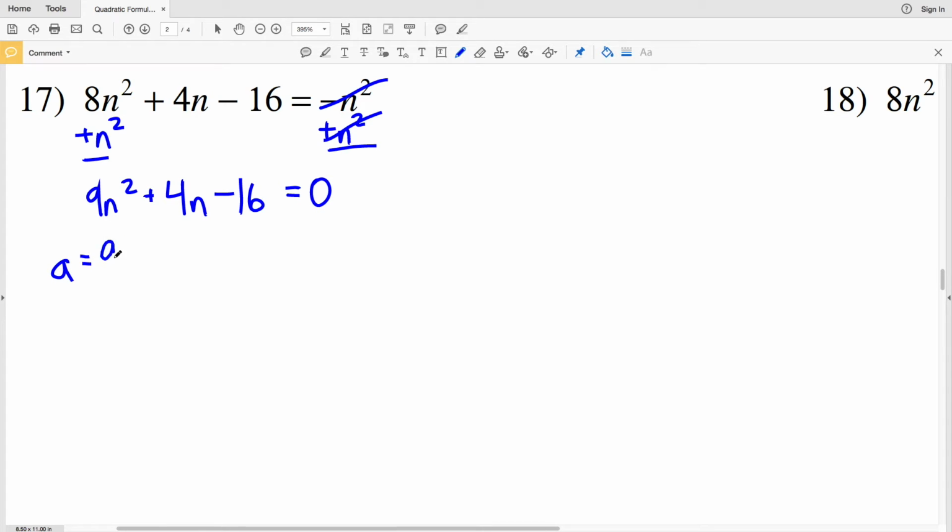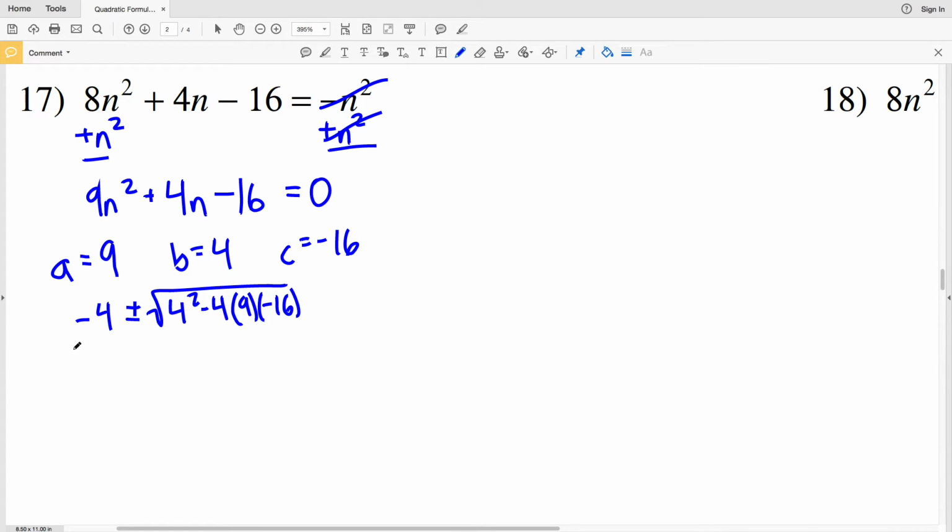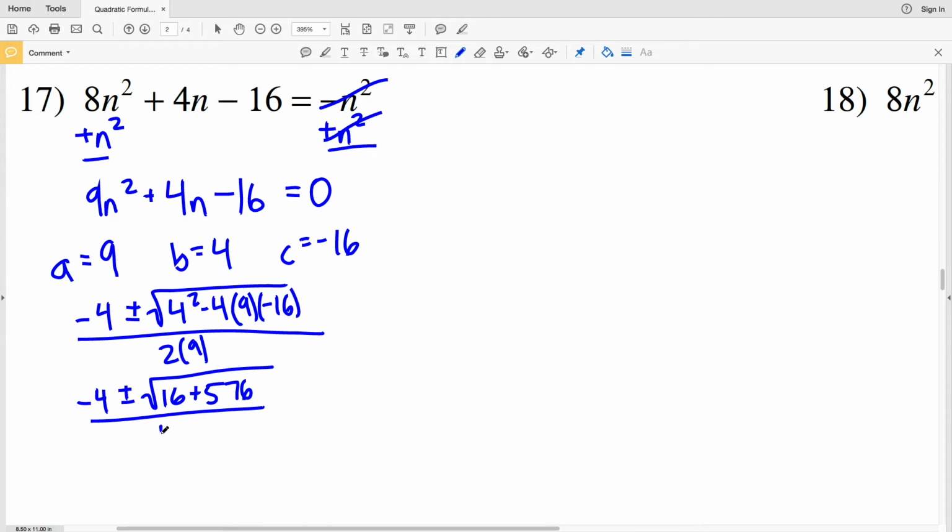My a value is a positive 9, my b value is a positive 4, and my c value is a negative 16. So the opposite of b is the opposite of 4, plus or minus the square root of 4 squared minus 4 times a times negative 16, all over 2 times a, 2 times 9. So that'll be negative 4 plus or minus the square root of 16, since 4 squared is 16, minus 4 times 9 times negative 16, which is minus a negative 576, which is the same as adding a positive 576, and that's all over 2 times 9, which is 18.